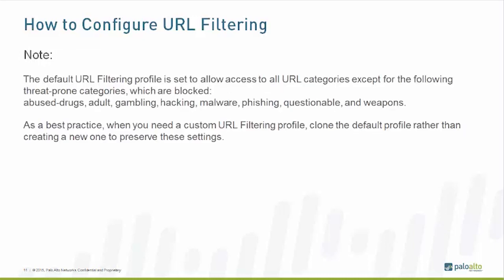One quick note: the default URL filtering profile is set to allow access to all URL categories except for the following threat-prone categories, which are set to block: abused drugs, adult, gambling, hacking, malware, phishing, questionable, and weapons. As best practice, when you need a custom URL filtering profile, clone the default profile rather than creating a new one to preserve these settings.